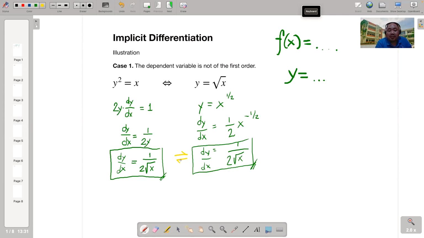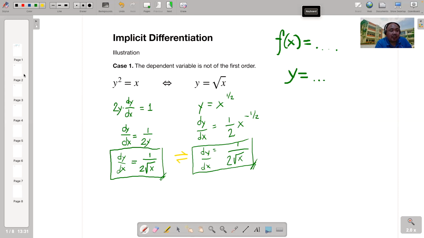Okay, the results are the same. And we're happy to see, at least in this case, that whether we did implicit differentiation or the typical differentiation process that we know, we arrive at the same answer. Okay, sir, are there other cases where I need to use implicit differentiation?